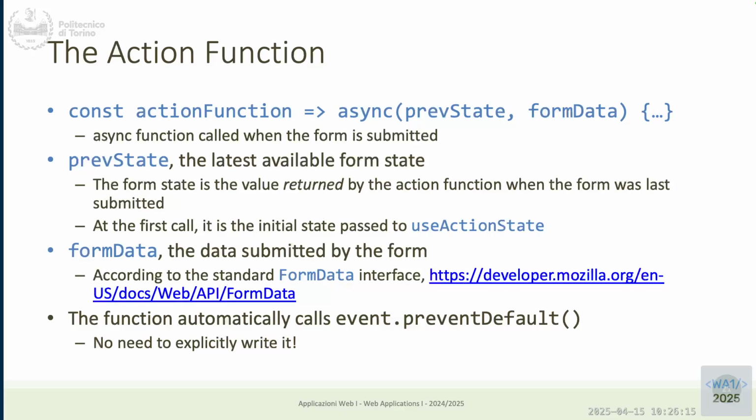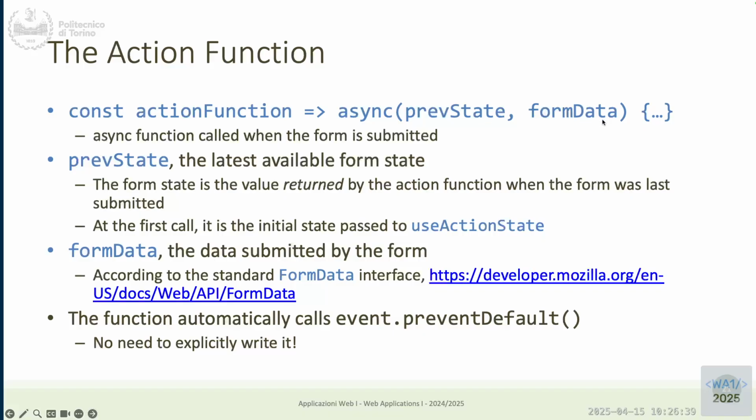We remember the previous value and we may update it. So it's a variable where we can store whatever we need and we can update it. And we can use it maybe for generating the values in the form. And the second argument is the actual values typed by the user, which are more recent than the state.